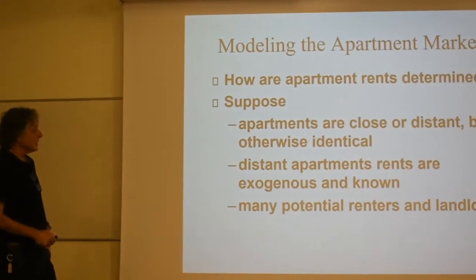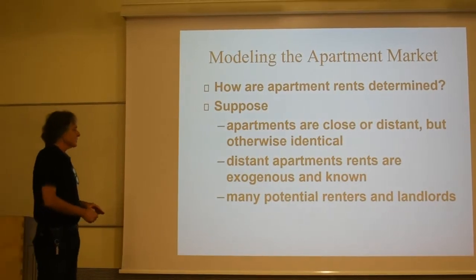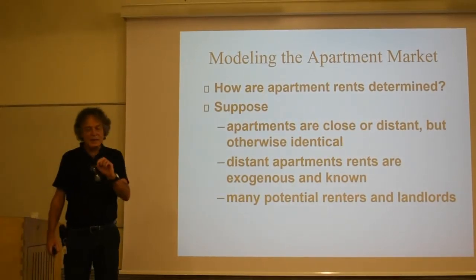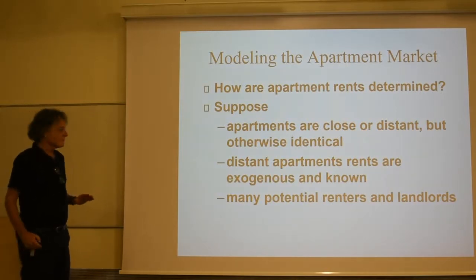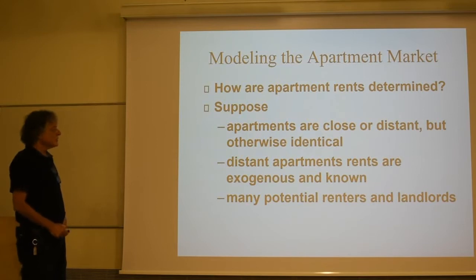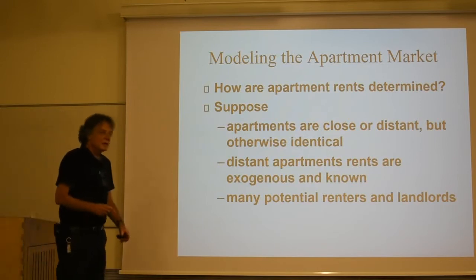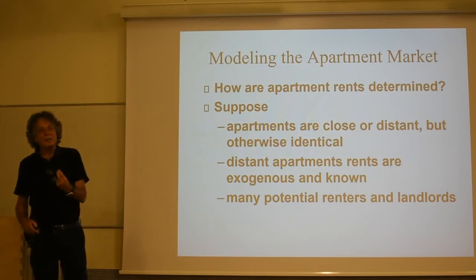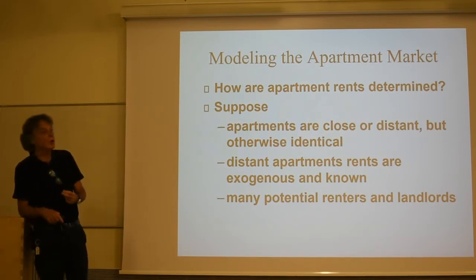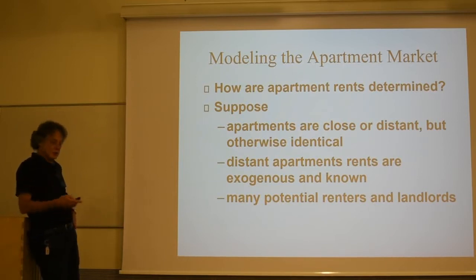Distant apartment rents are exogenous and known. There is a competitive market for distant apartments, and let's say the rent there is $300 per month, and this is fixed; we don't touch it. There are many potential renters and landlords, so the market is quite competitive. Each of the renters or landlords cannot affect the price. They are price takers, as we call them, too small to affect the price, but the price will emerge in this market in equilibrium. We'll see it in a second.